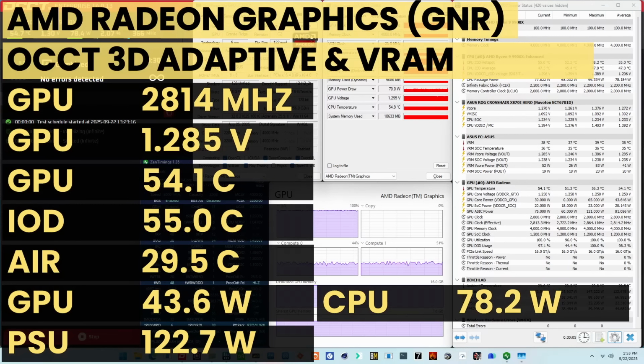Returnal. When running the OCCT 3D adaptive and VRAM combined stress test, the average GPU effective clock is 2814 MHz with 1.285 volts. The average GPU temperature is 54.1 degrees Celsius. The average GPU core power is 43.6 watts.